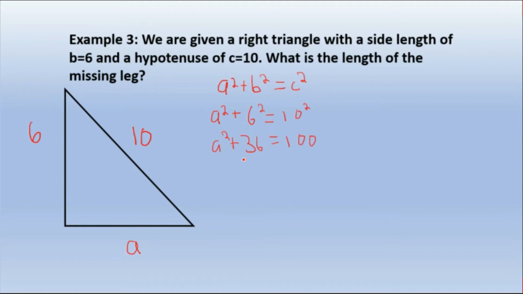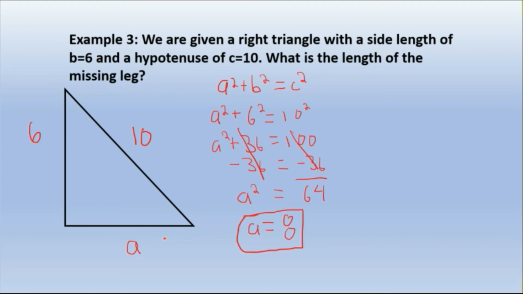Now I'm just going to subtract 36 from both sides, so 36 here, this goes away, it's 0. Over here, 100 minus 36 is 64. All that's left on this side is a squared. Lastly, we just have to take the square root of both sides, so a equals 8. So our missing leg here is 8.